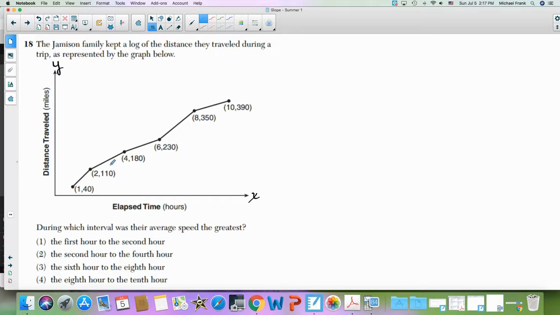That means that all of these points, even though they have different meaning, well, for example, this first point, 1, 40, the x value is 1. That means in 1 hour, the distance was 40 miles. In 2 hours, the distance traveled was 110 miles. And you can go all the way to this last point. Well, in 10 hours, the x value, which is hours, and the y value, which is 390 miles, distance traveled.